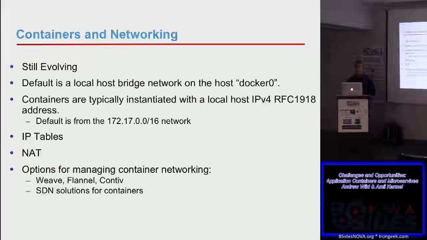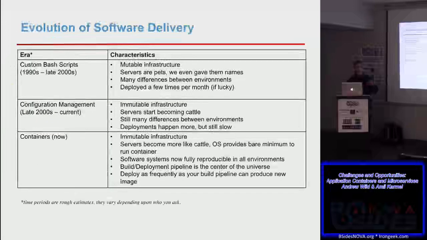There are options that have come about in the last couple of years regarding containers to make container networking and the management thereof easier. Weave, Flannel, and Contiv are some of the big ones. There are many other ones too. And there are also now software-defined networking solutions just for containers. Okay, so that's some of the fundamental concepts and terms about application containers.